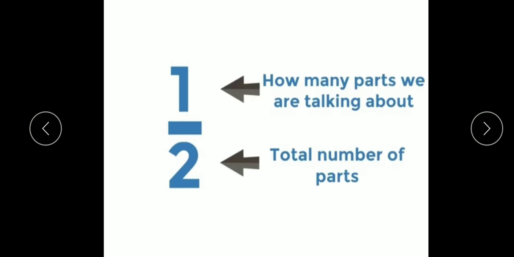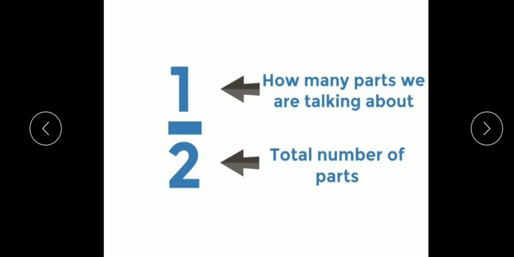So see here how the fraction looks like. Here we have 1, then we have a line and then we have 2. This is the fraction 1 half. Here the bottom number shows the total number of parts and the top number shows how many parts we are talking about.